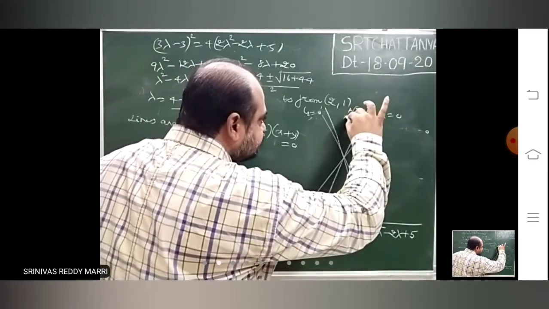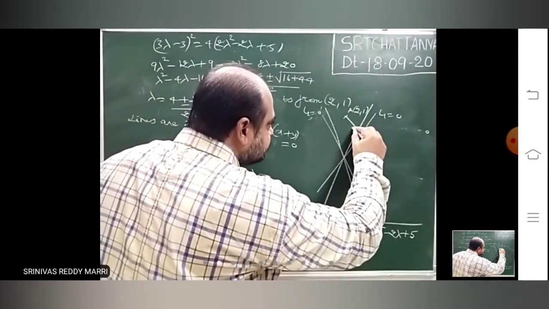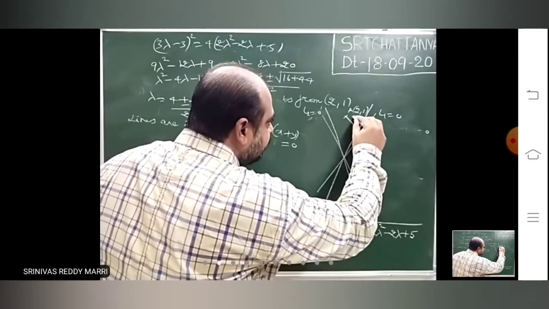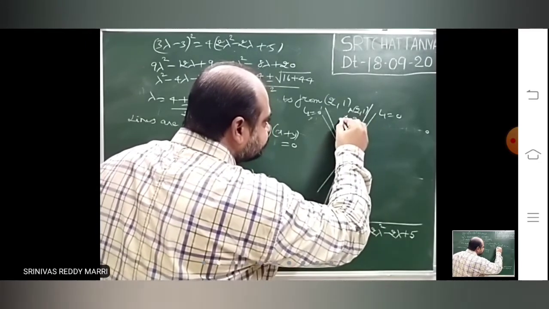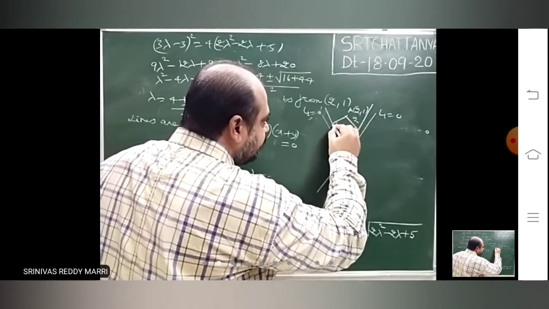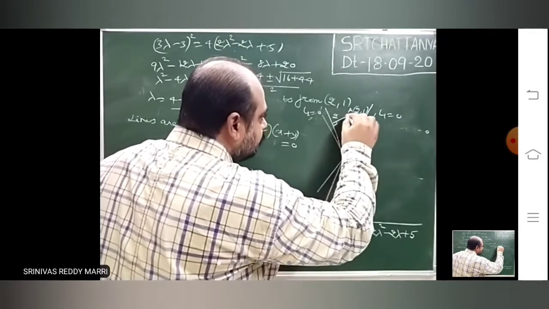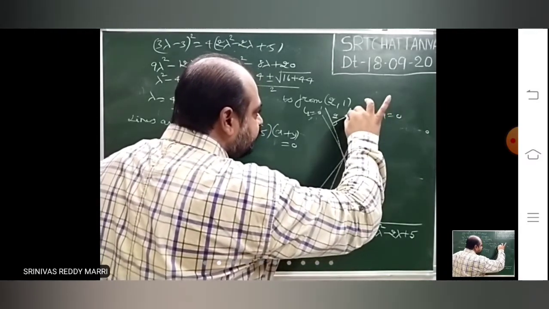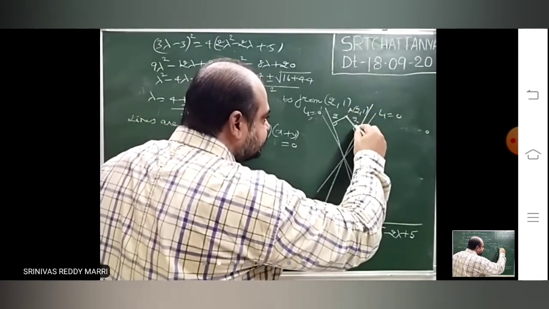Look at, the perpendicular distance from this is 2 units on this side. The perpendicular distance from this is 2 units on this side. From 2 comma 1, the perpendicular distance is 2 units.